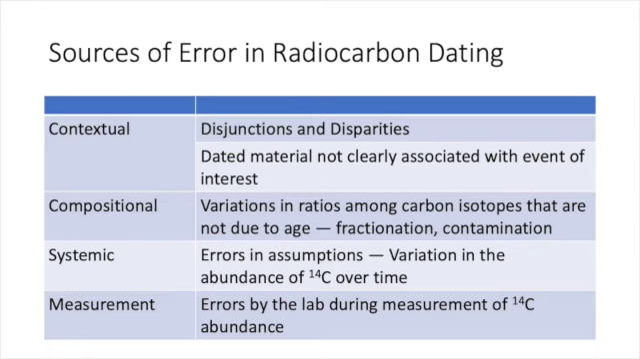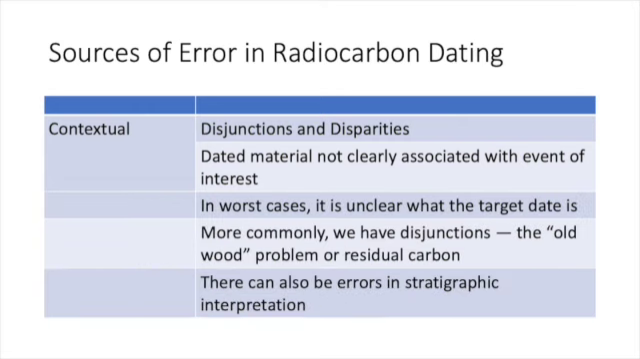Taylor outlines the main sources of errors in radiocarbon dating as falling into 4 general categories. Contextual errors are very important sources of error and include the disjunctions and disparities of Dean's classification. Problems here may stem from the fact that the reference event might be the death of an organism, or the dated event might be the formation of a particular tree ring or group of tree rings, while the target event could be considerably later or earlier than those events. Worse yet, the archaeologist might be unclear about what the target event even is. Stratigraphic errors also contribute to this source of error.